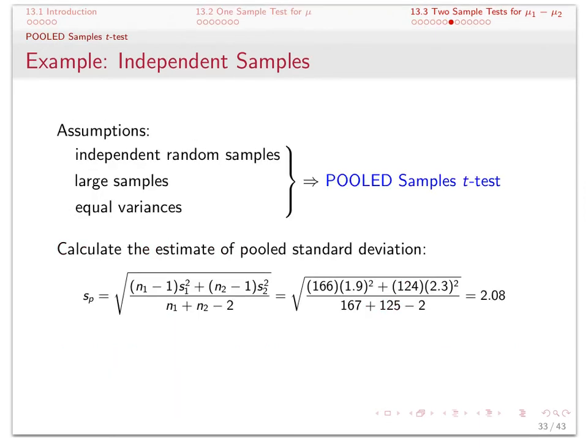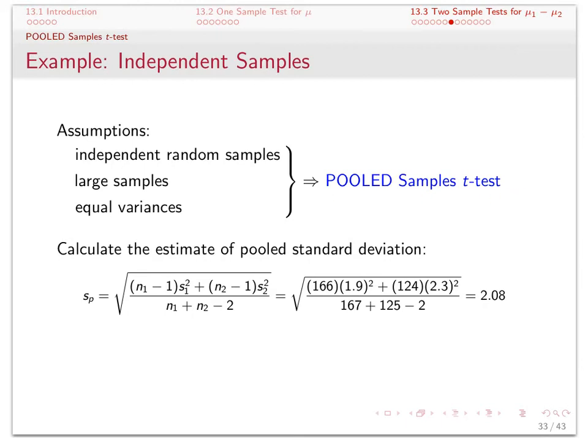So first, to just make sure we recognize which test we're doing and that it's appropriate, we're going to assume that we have independent random samples. In this case, we don't know if our samples are drawn from a normal population or not, so we can just recognize that both sample sizes are greater than or equal to 30, so we have large samples, and we're assuming that we have equal variances. That tells us that we're going to be working with a pooled samples t-test.